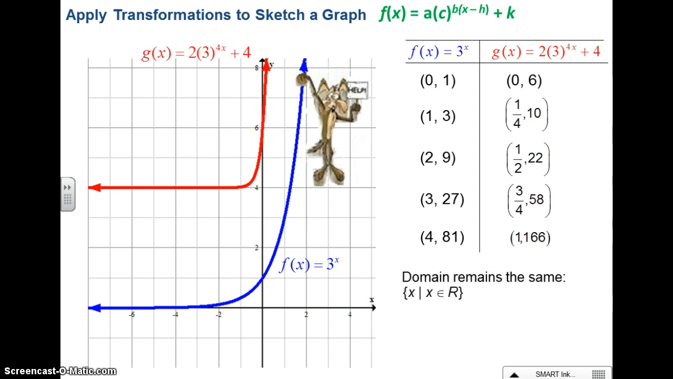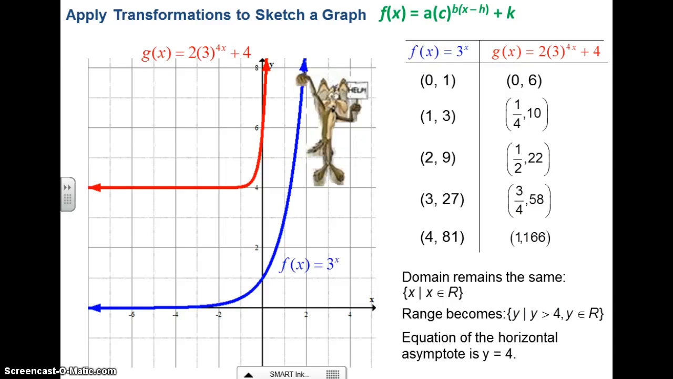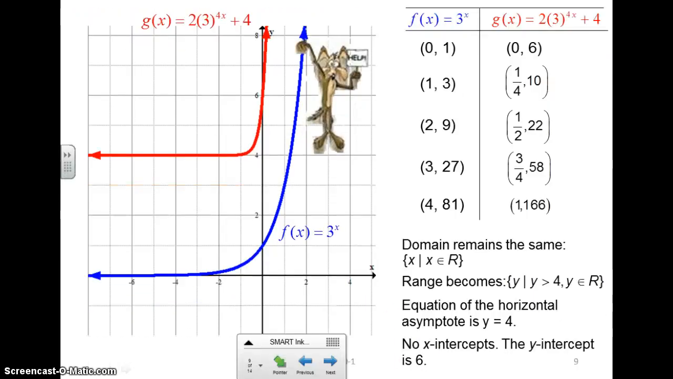The characteristics: note the domain still remains the same. The range is now y is greater than or equal to 4. The equation of the asymptote is y equals 4. And lastly, hard for you to see, but there are no x-intercepts, but the y-intercept is 6.